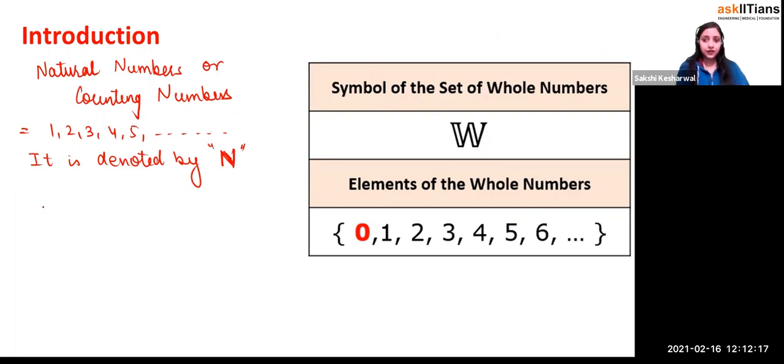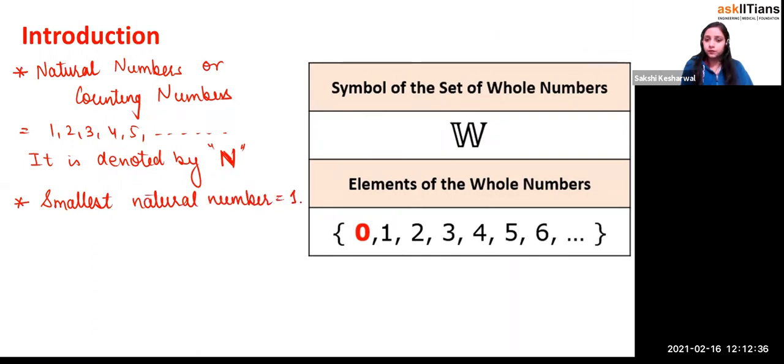We have just learned what natural numbers are. These are known as what, beta? Counting numbers. Now, what is the smallest natural number? The smallest natural number is equal to what, beta? 1.